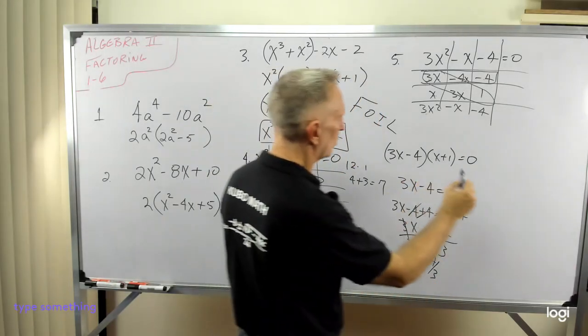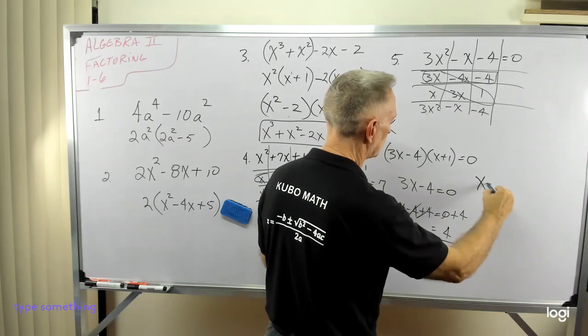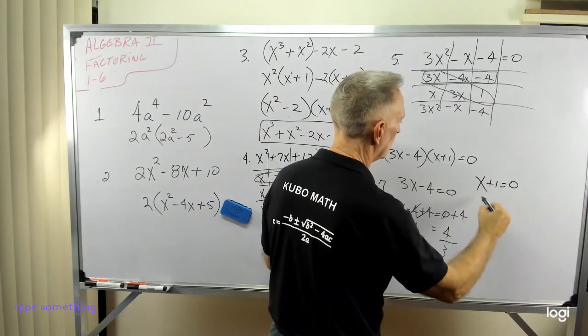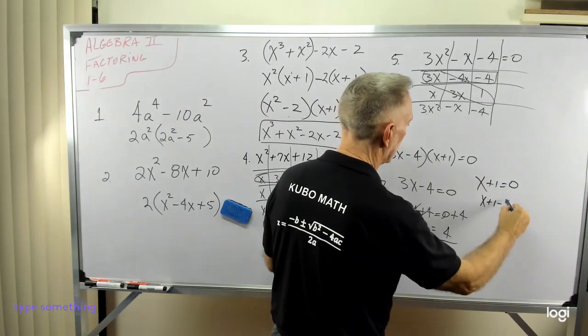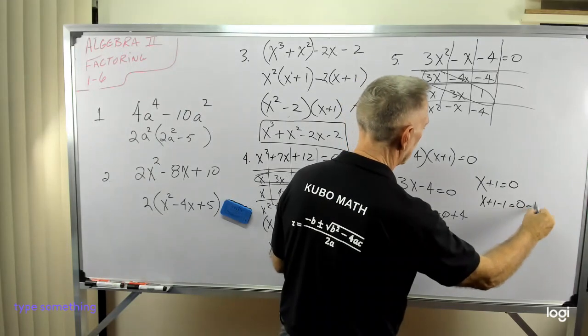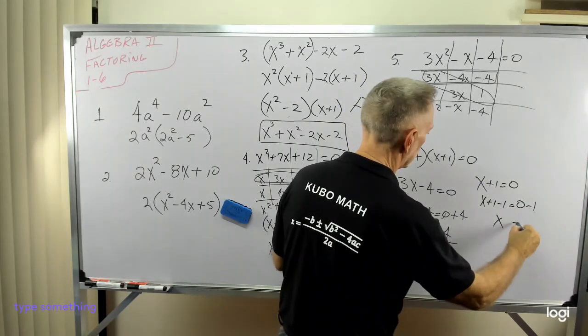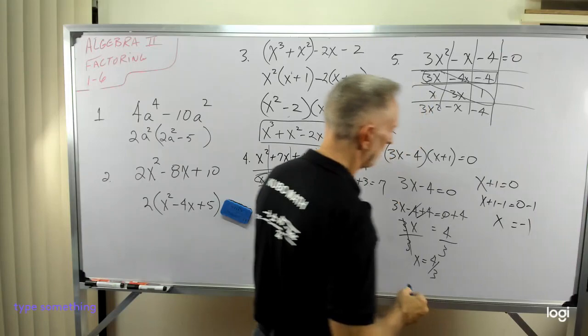All right, let's work with the other one. Oh, this will be easy. X plus 1 equals 0. X plus 1 minus 1 equals 0 minus 1. So x equals a negative 1.